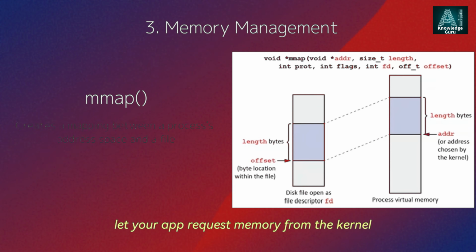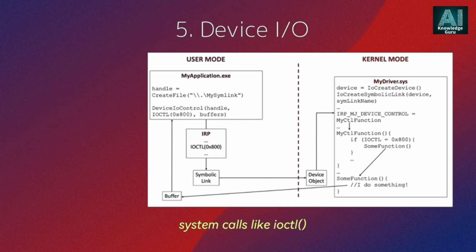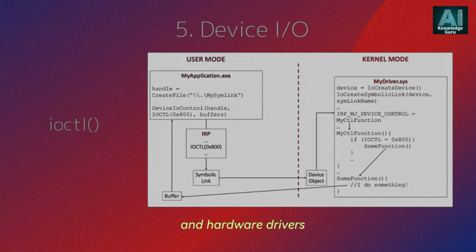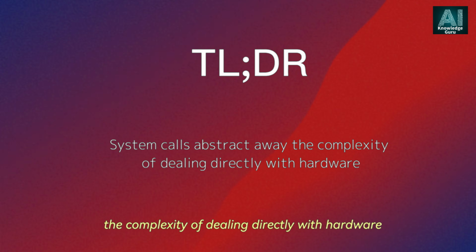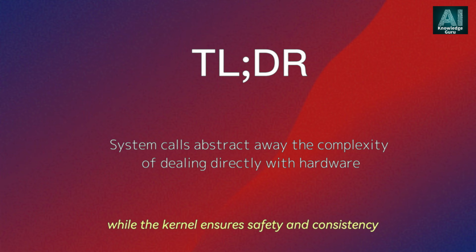And finally, we have device I/O. If you want to read from a keyboard or write to a display, system calls like I/O control manage the communication between your app and hardware drivers. The TLDR here is that system calls abstract away the complexity of dealing directly with hardware and allow developers to focus on higher level logic while the kernel ensures safety and consistency.